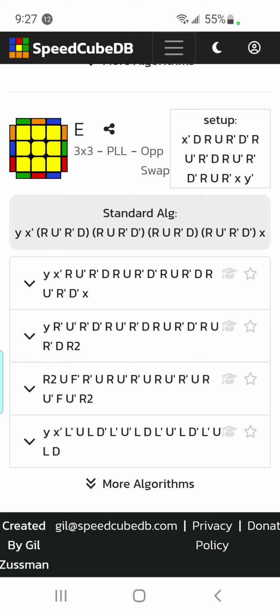So D move goes like D prime, and then D prime goes like the standard D move. So that's one thing to remember, guys. So X prime, R, U prime, R prime, D, R, U, R prime, D prime, R, U, R prime, D, R, U prime, R prime, D. And then X prime means to rotate back to the green face.